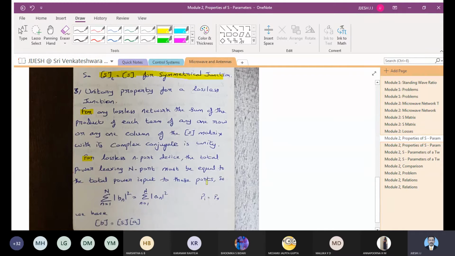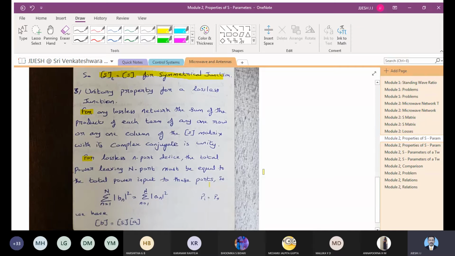If you have completed writing it up, I will start with the explanation. Unitary property for lossless junction. If you have completed, shall we go ahead with further? Yes, sir. Okay. Anyhow, I'll send you this, but in the class itself, try to complete it. It is easy for you. No need to spend more time on this further. You can just go through it, and if you have left out anything, you can complete it further.